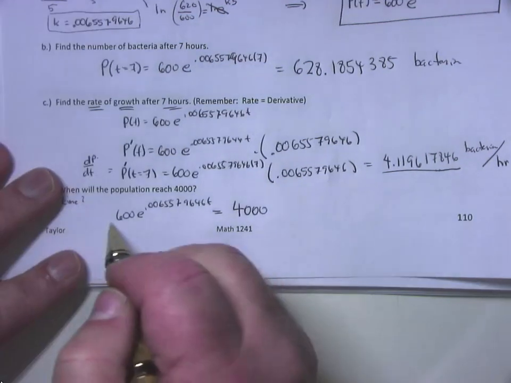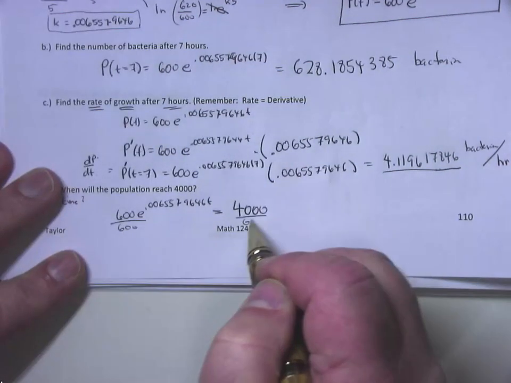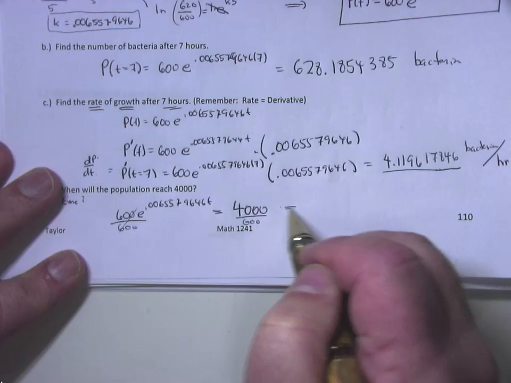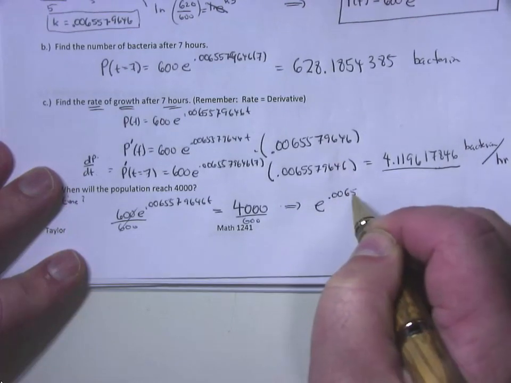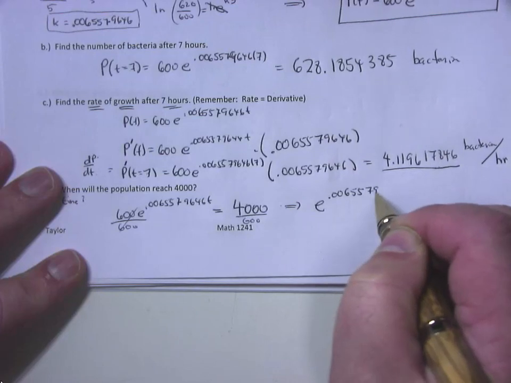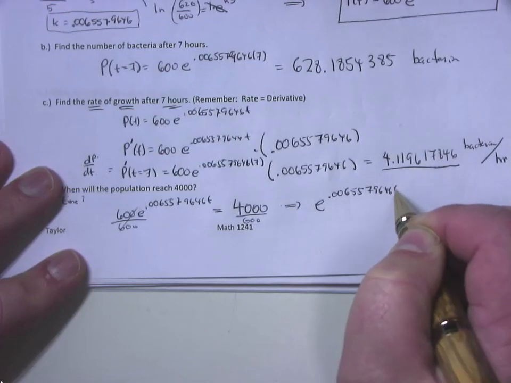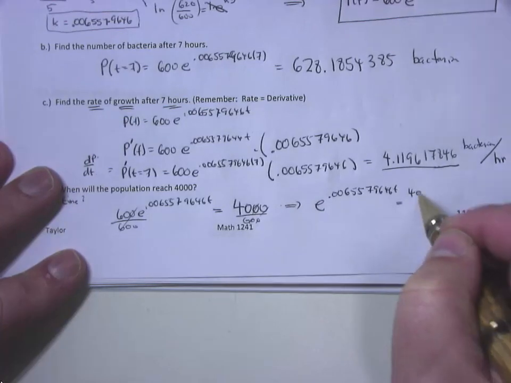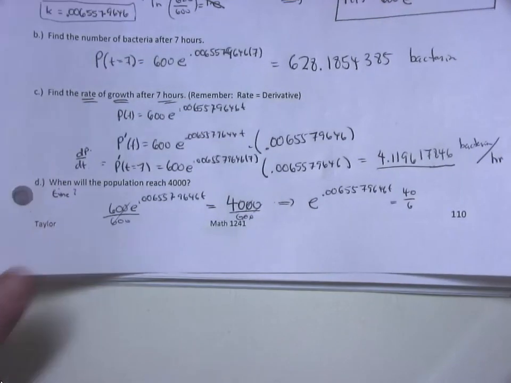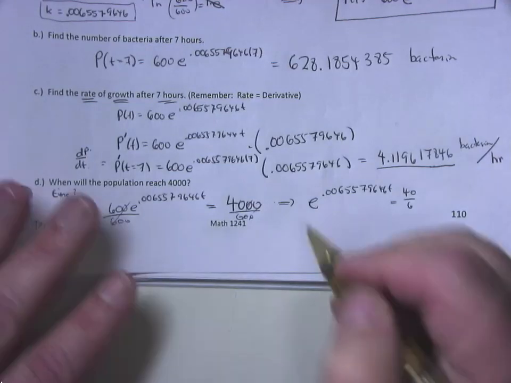So I'm going to divide both sides by 600. This will give me e to the 0.00655794646t is equal to, well, I could reduce some stuff and get 40 over 6. That's great. All right, now what? What kills off that e so I can bring down that exponent?